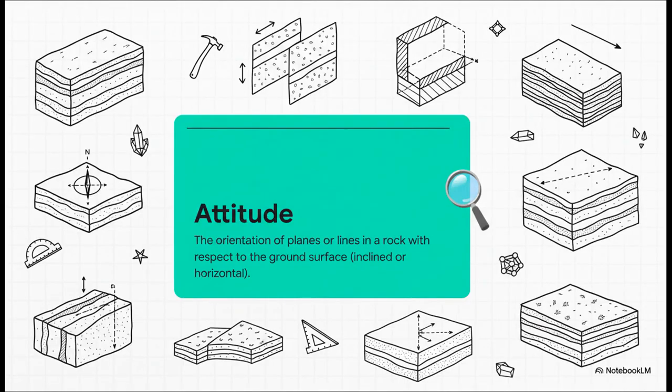So, to describe exactly how these layers are sitting in the ground, geologists have a word for it: attitude. And no, it's not about whether the rock is happy or sad. It's just a precise measurement of its position and its tilt in 3D space. This is like word number one in our new language.